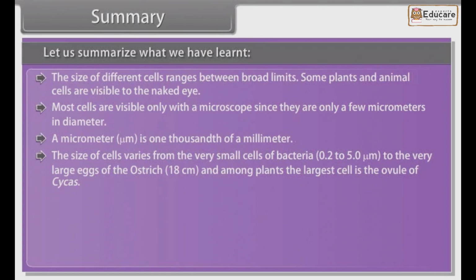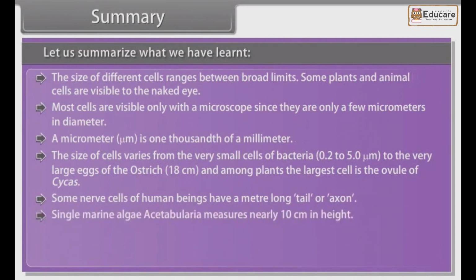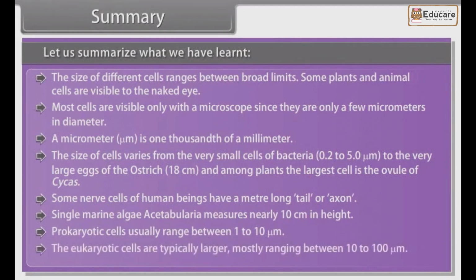And among plants, the largest cell is the ovule of cycas. Some nerve cells of human beings have a meter-long tail or axon. Single marine algae, Acetabularia, measures nearly 10 centimeter in height. Prokaryotic cells usually range between 1 to 10 micrometer. The eukaryotic cells are typically larger, mostly ranging between 10 to 100 micrometer.